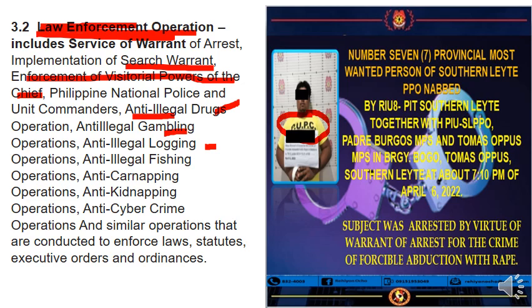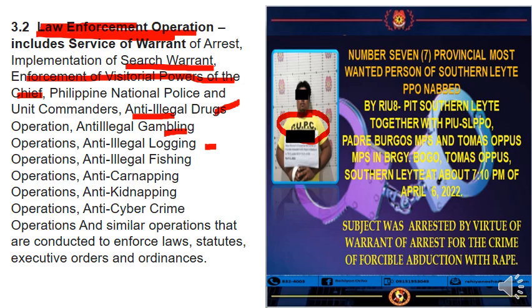Anti-carnapping. What are the elements of carnapping? It is stealing or taking a vehicle from anyone's possession without consent. Even if it started with consent, but you fail to return it on the prescribed time, it is considered carnapping. And then you can have anti-kidnapping. When can you say there's a kidnapping? By the way, does the victim have to be a kid? No. Any person, regardless of age, can be a victim of kidnapping.